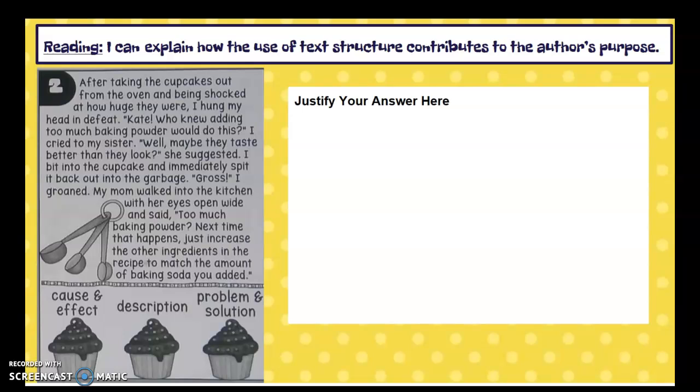Okay, so I don't think it's description because they don't tell me how it tastes. They don't describe the taste or why it's so gross. So I'm going to mark off description. I guess it could be like a cause and effect. Because they added too much, then it tasted gross? Maybe. I mean, it's an okay answer. I really think it's the problem and the solution that the mom helps them come up with. Problem and solution. So the problem, right here, is too much baking powder.